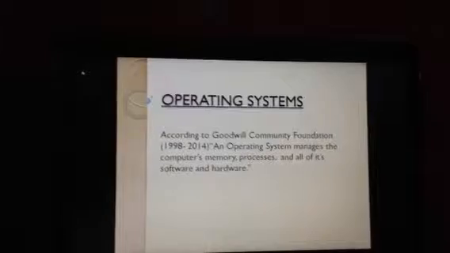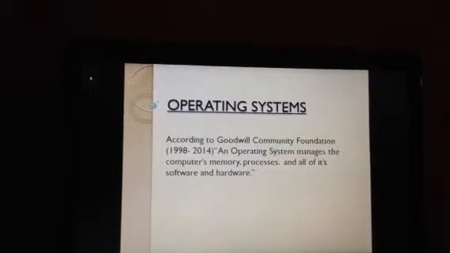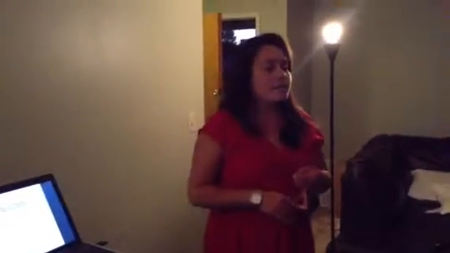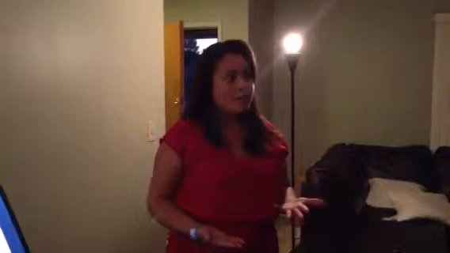According to Goodwill Community Foundation, an operating system manages the computer's memory, processes, and all of its software and hardware. So all of your games that you may play on the computer, or the word processing programs that you might use, say to write a report for school, that's all able to be done because of an operating system.